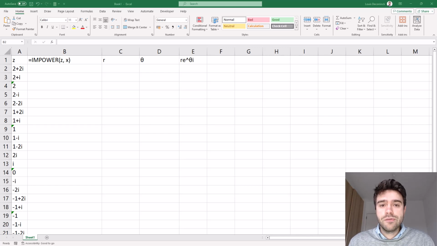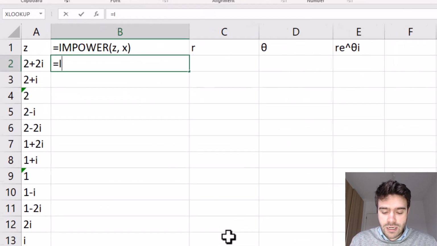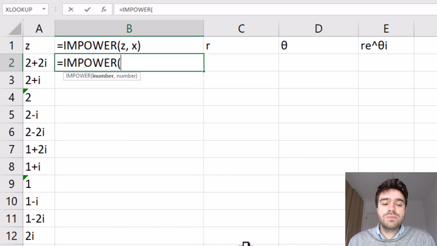The IMPOWER function within Excel allows us to raise a complex number to a real number's power. So let me show you. We write =IMPOWER, and then we need to provide two arguments. The first of which is the base, and that would be the complex number. So I have the complex number here in column A. Then the second argument is whichever power we want to raise this complex number to.